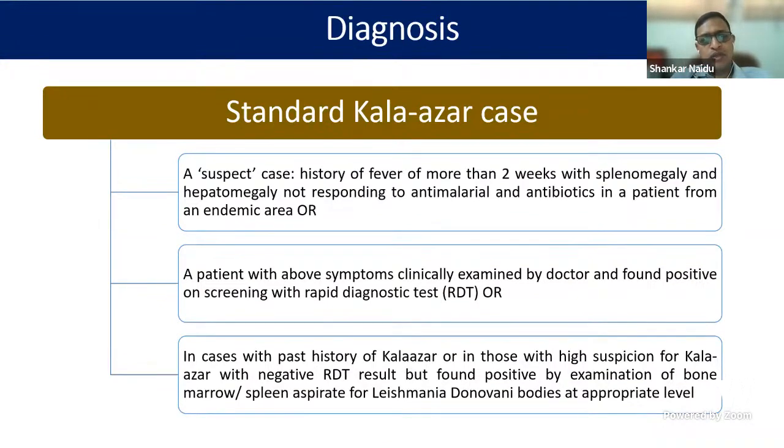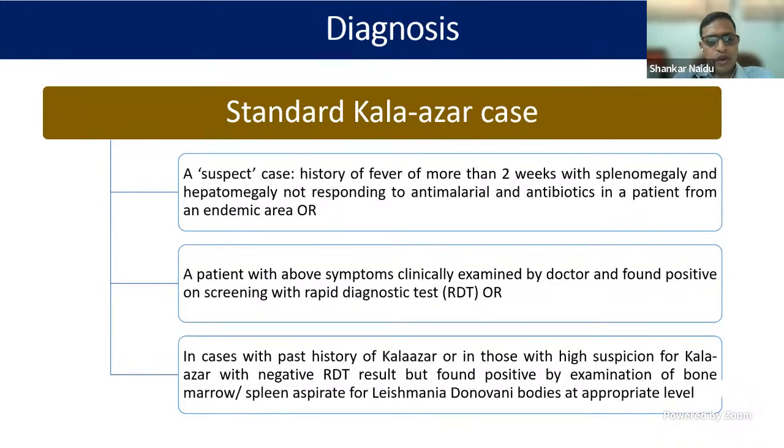The definition of a suspected case of Kala-Azar is a patient presenting with a history of fever for more than 2 weeks, with splenomegaly, with or without hepatomegaly, and not responding to therapy for usual causes like malaria and other antibiotics. Especially if the patient is coming from the endemic area, which are the 4 states that I've already informed you, that is Bihar, Jharkhand, UP.